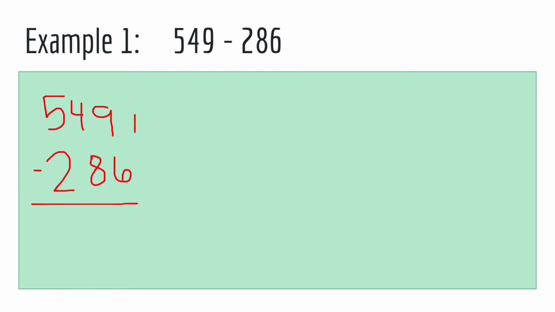For the first example, we are going to do 549 minus 286. And for equal additions, we are going to add 14 to both sides. This will give us a new problem of 563 minus 300.